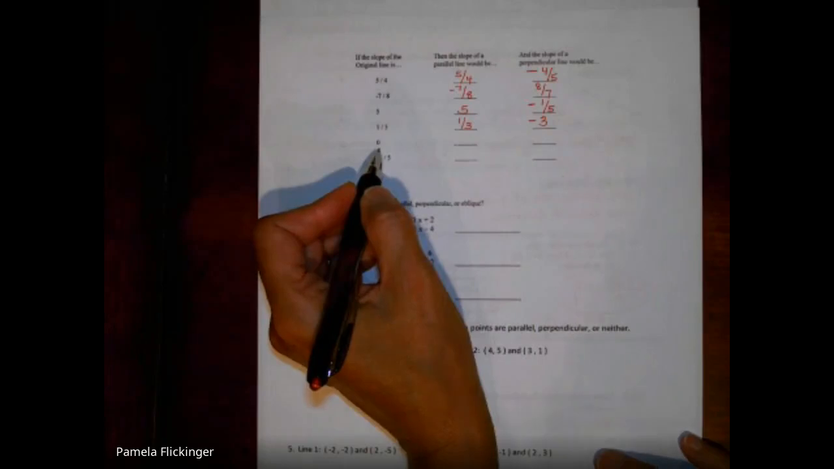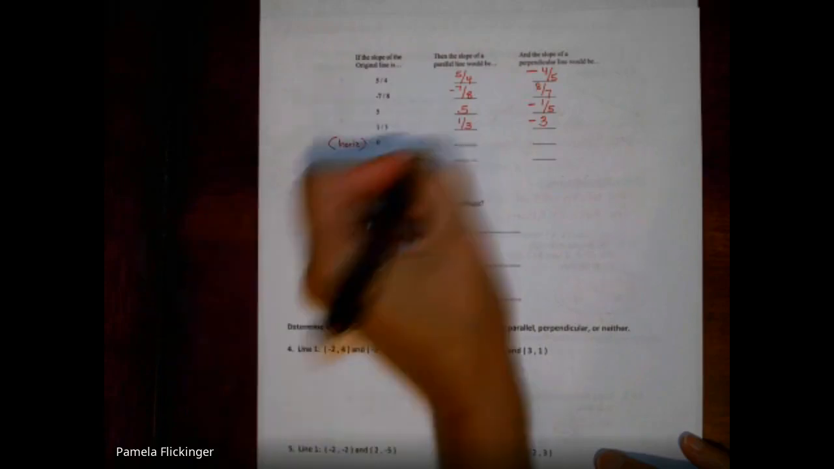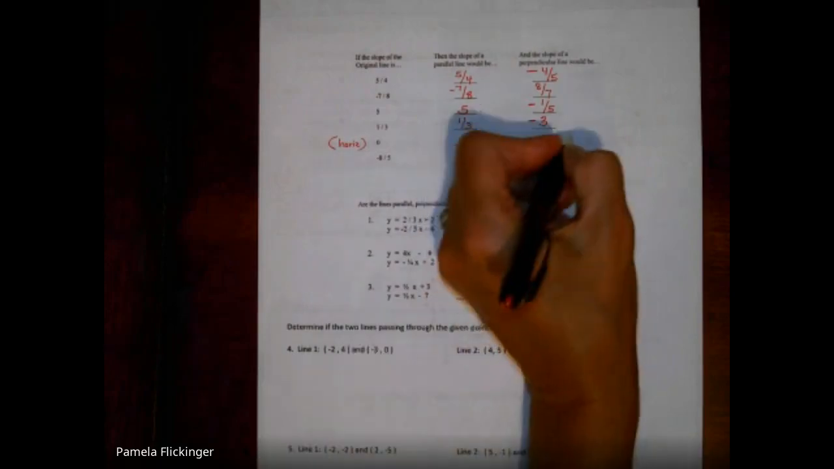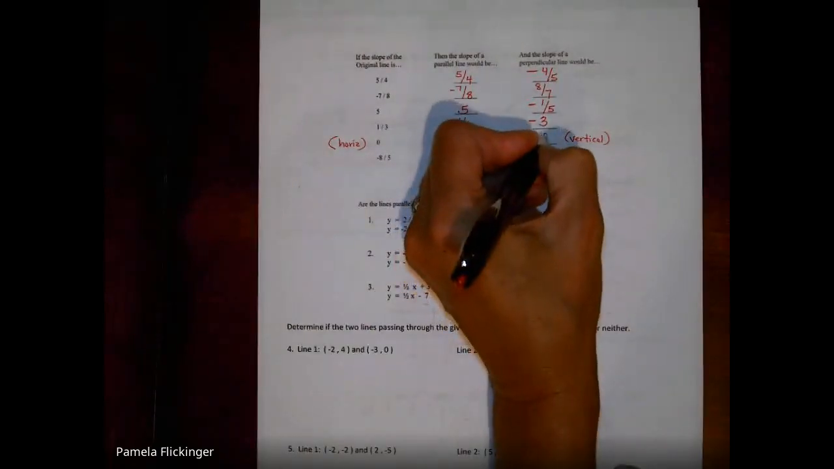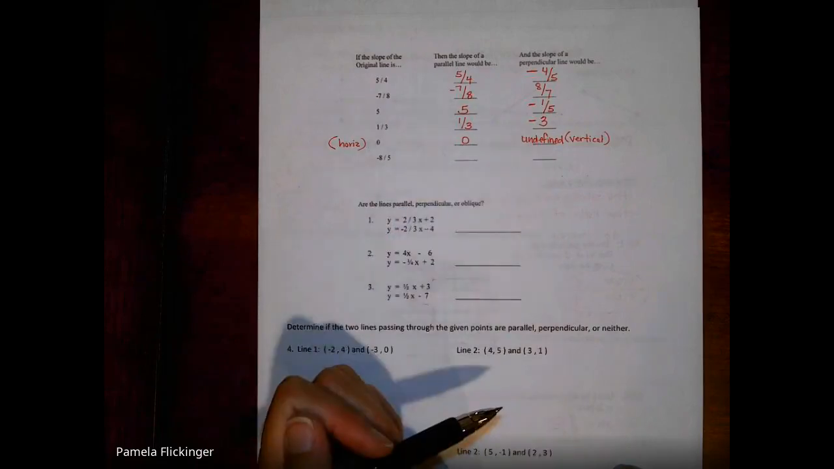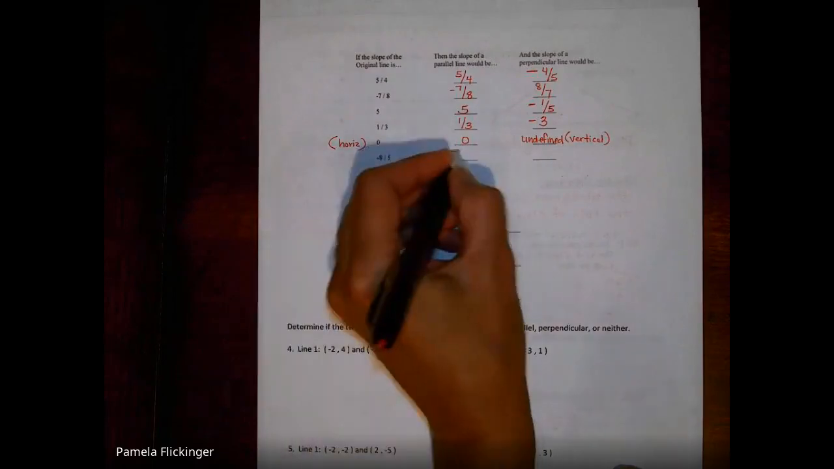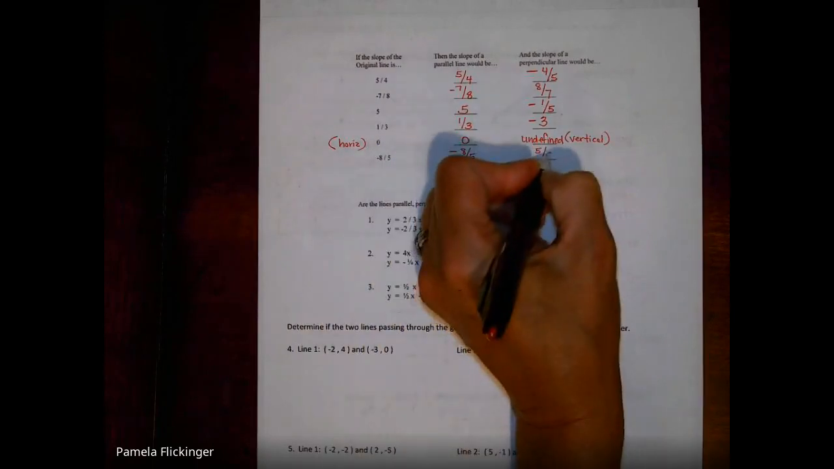All right, our zero slope. Remember, this is a horizontal line. So parallel is going to be another zero slope. It's a horizontal line. Perpendicular would be a vertical line. And the slope of a vertical line is undefined or no slope, whichever one you'd like to write. Okay, so remember that those are opposite and reciprocals of each other. Negative 8/5. Parallel is going to be the same. Perpendicular would turn it positive and make it 5 over 8.